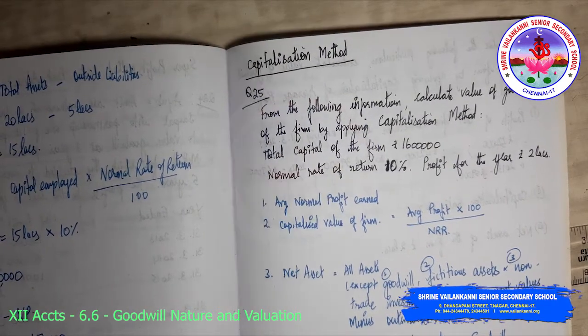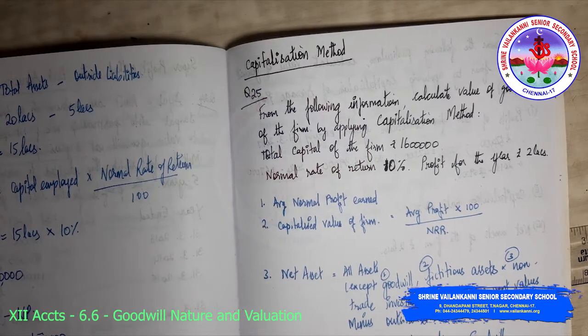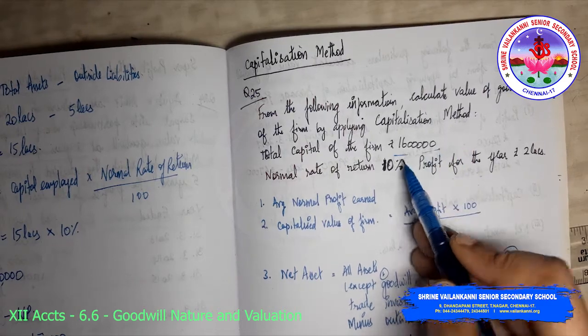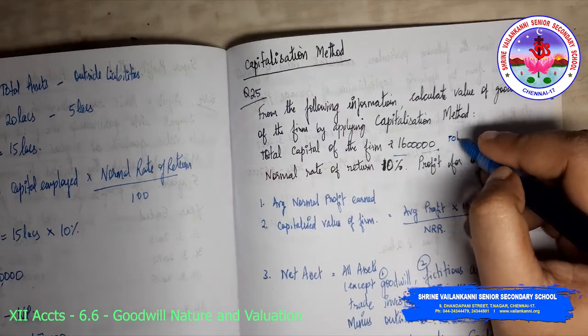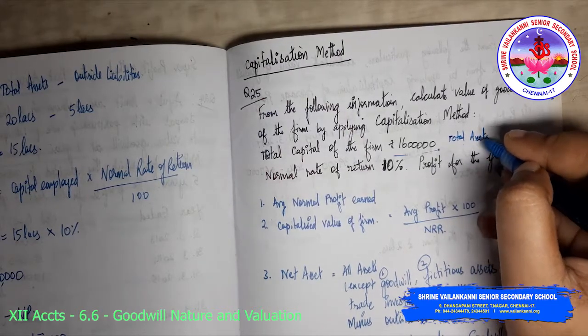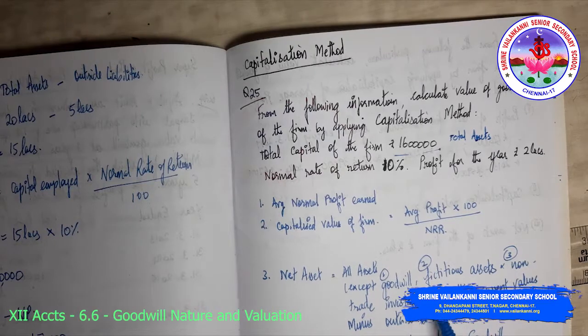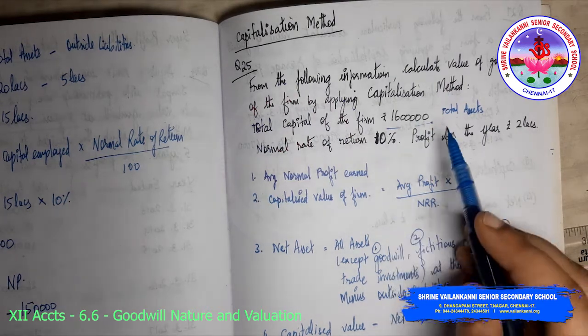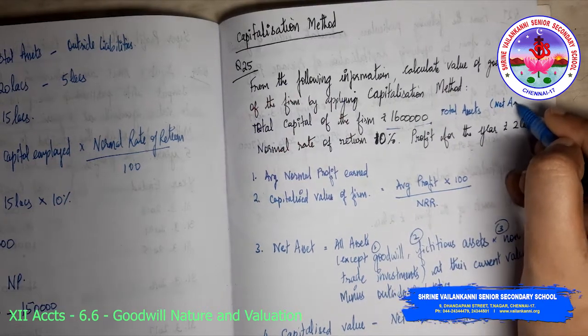From the following information, calculate value of goodwill of the firm by applying capitalization method. Total capital of the firm is rupees 16 lakhs. Normal rate of return is 10%. Profit for the year is rupees 2 lakhs. Now, total capital of the firm is 16 lakhs, so this must be the total assets. Am I right? There is nothing like goodwill, fictitious assets or non-trade investments given, so straight away you can take this as net assets.